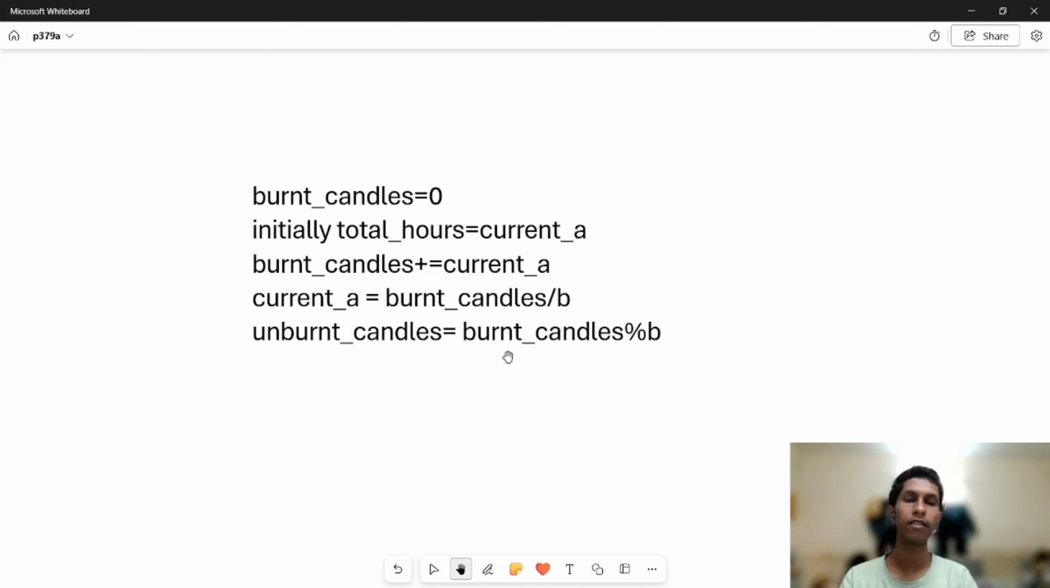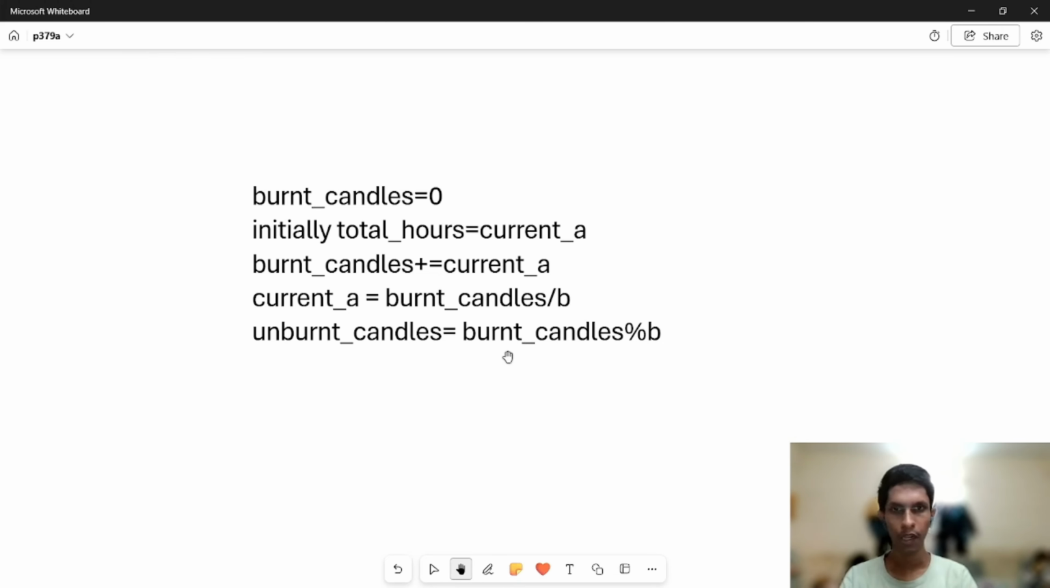But there will be one candle which will be unused for that case. In the next case, we'll use 2 candles, so the current value for the second iteration will be 2. So the overall value will be 5 plus 2, 7.